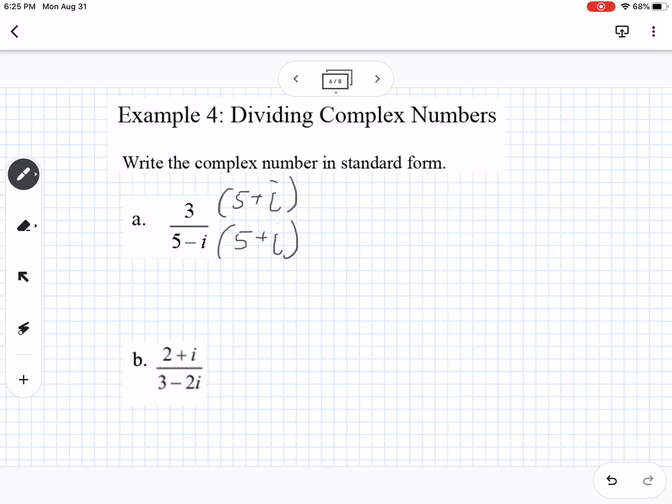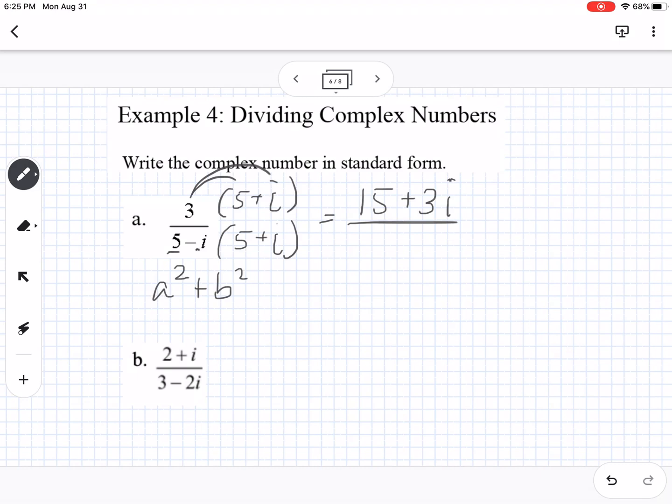So I'm going to multiply. So the top becomes 15 plus 3i. And then if we FOIL this out, there is a shortcut. The shortcut, I will tell you, is just a squared plus b squared. Your a would be 5, and your b would be the number in front of i, which is just 1. So this is going to be 5 squared, which is 25, and 1 squared, which is 1. So this is going to turn into 26.